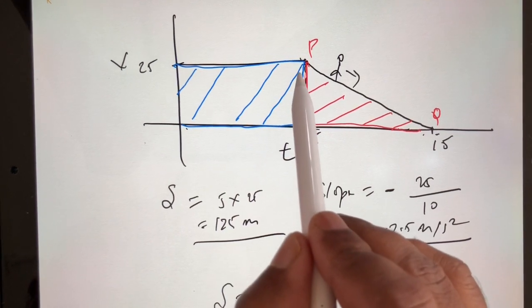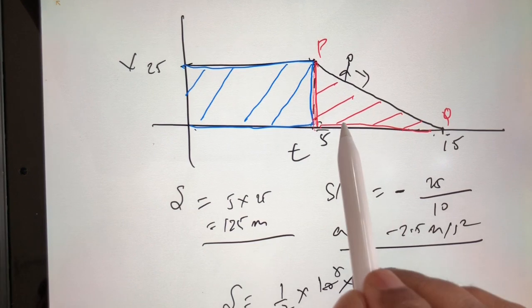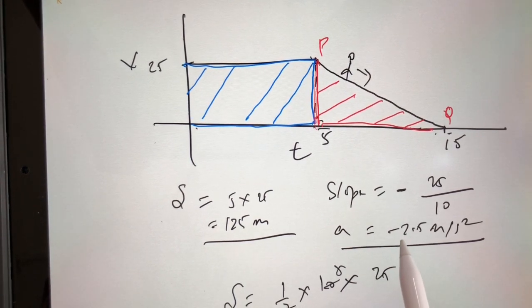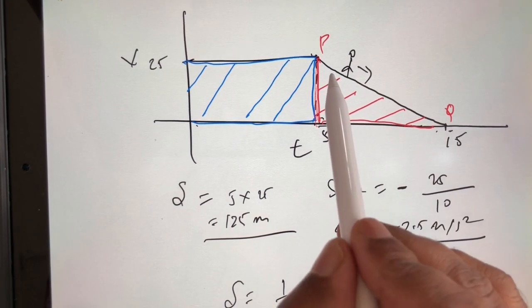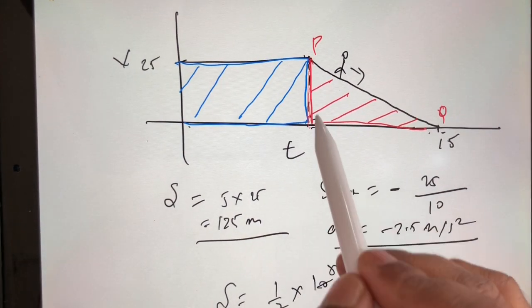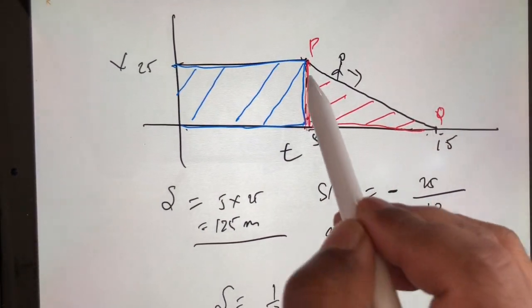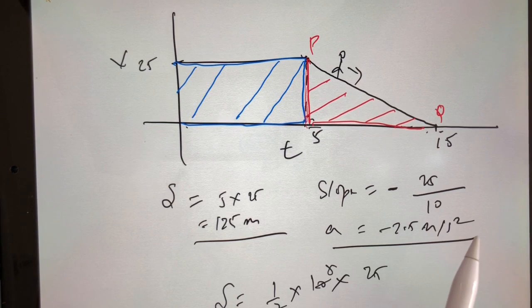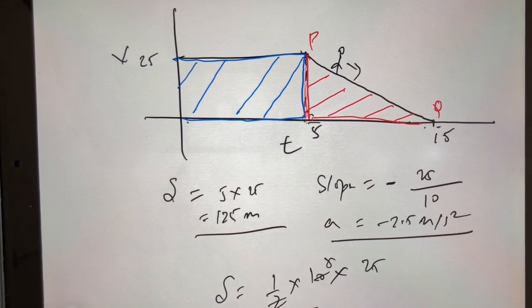Then the brakes are applied and the car decelerates uniformly to come to rest. So the deceleration has been calculated as minus 2.5, which is the slope. Why minus? Because the velocity is decreasing, we are going downhill. And finally, the distance traveled in the deceleration is the area of this triangle, which is 125. So if you were to find the total distance, it is simply 125 plus 125.